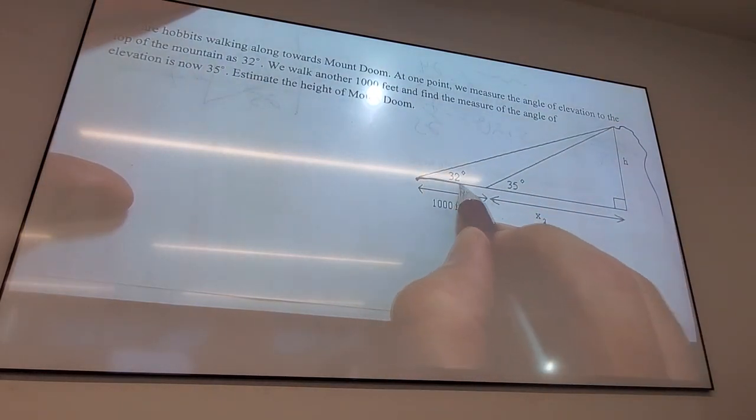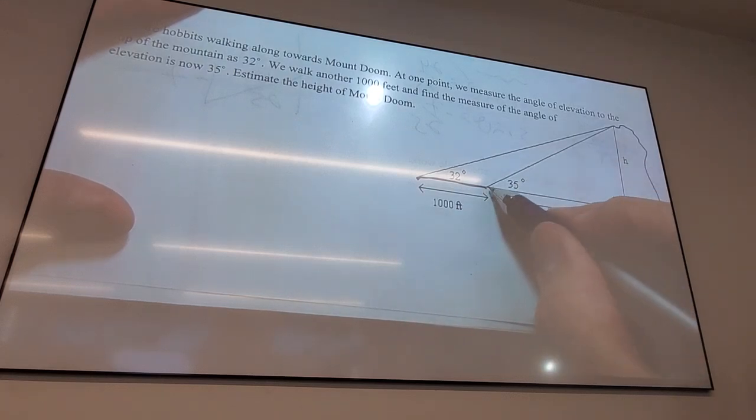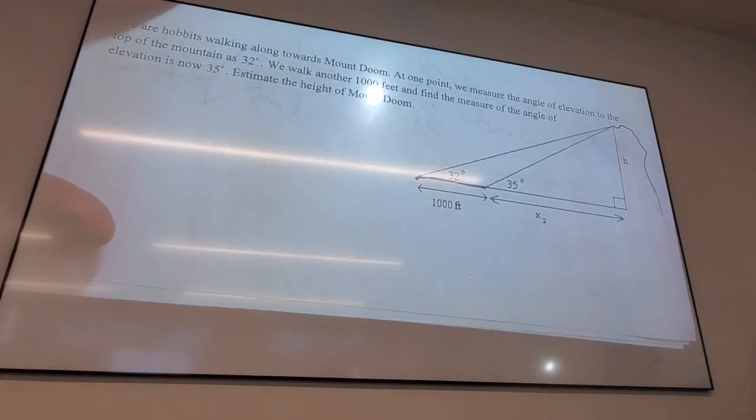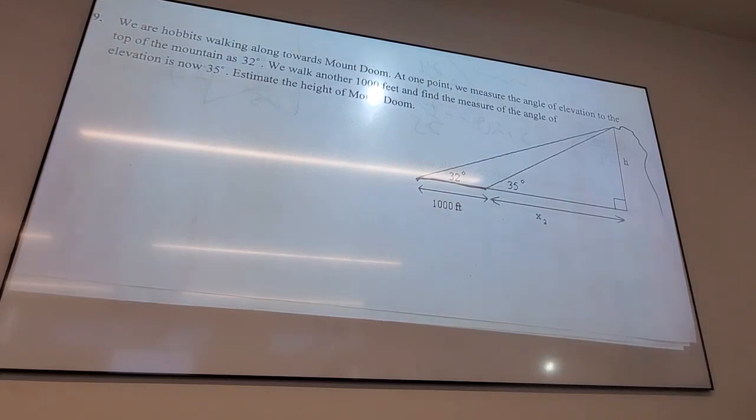We walk 1,000 more feet, and now it takes 35 degrees to look at the top. If I was right at the base, I'd have to look straight up 90 degrees to see it, yes? Like the seat you sit in at the movie theater if you're really late. So everybody with me? So on the test, I'm not giving you the picture.